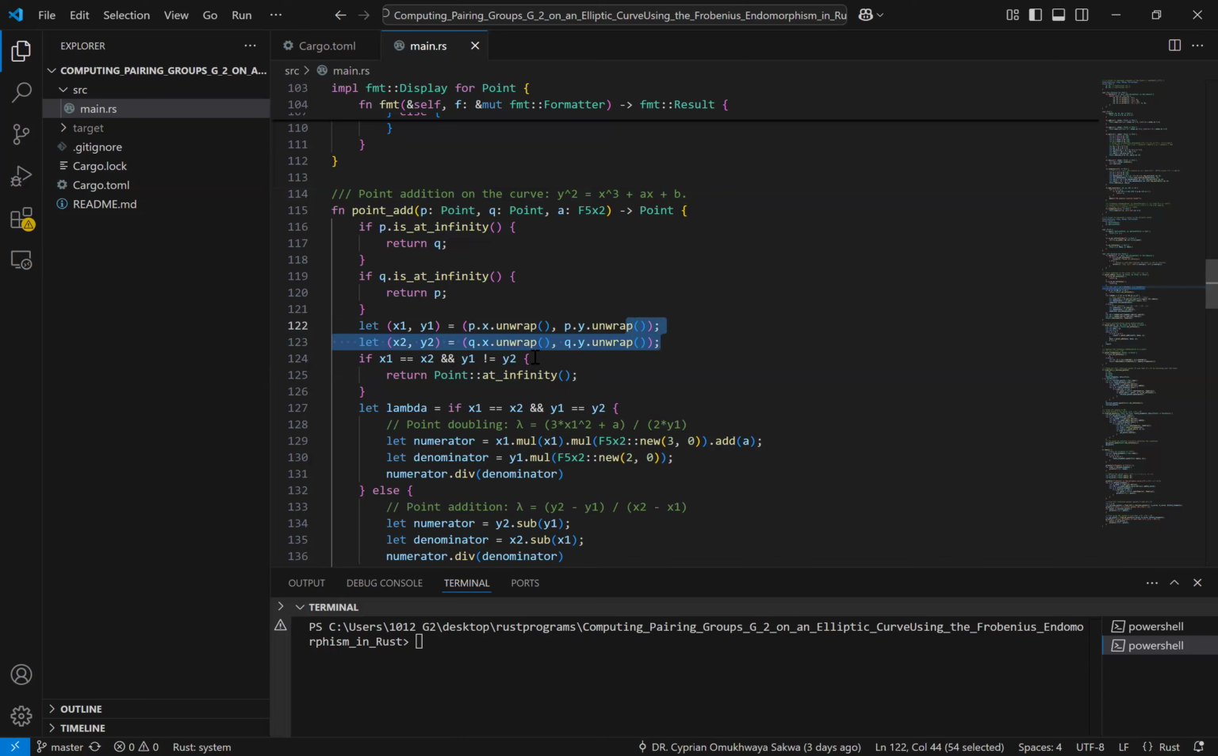Now, what I want to do is find the gradient. This one I already explained. If X1 is equal to X2 and Y1 is not equal to Y2, it means that the points are on the same vertical line, so the result will be a point at infinity. But if that is not the case, how do you find the gradient therefore?